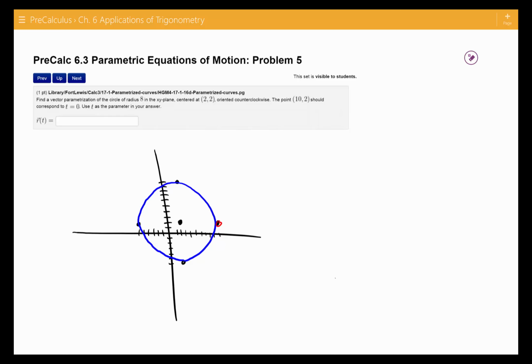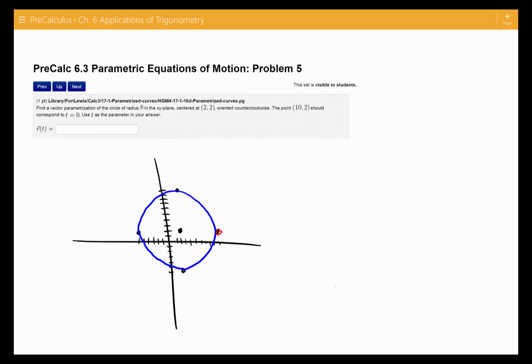Okay, the next problem is problem 5 for 6.3. It gives us a circle. It says it's centered at 2, 2 and has a radius of 8. So I drew it here in the plane. And then it says that this point 10, 2 over here should correspond with t equals 0.